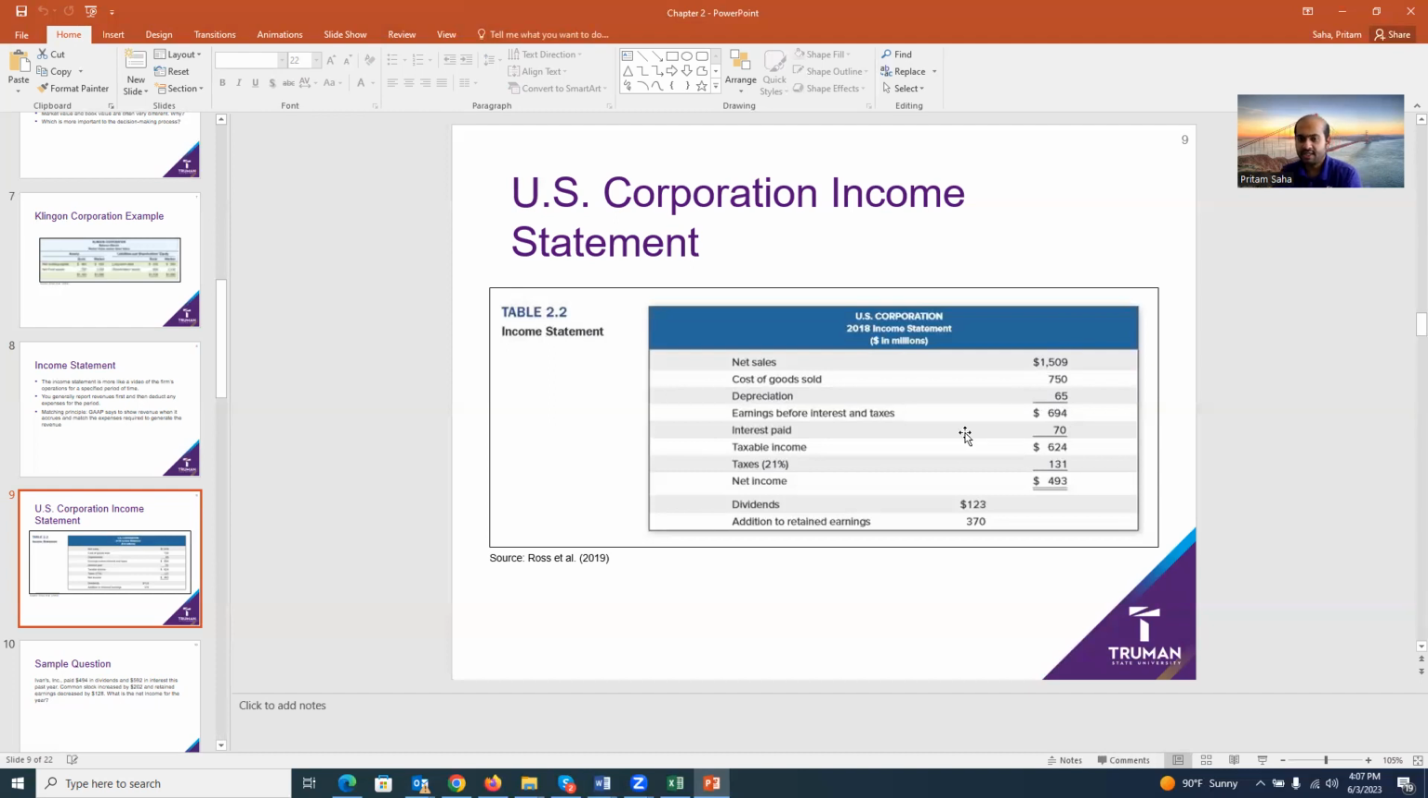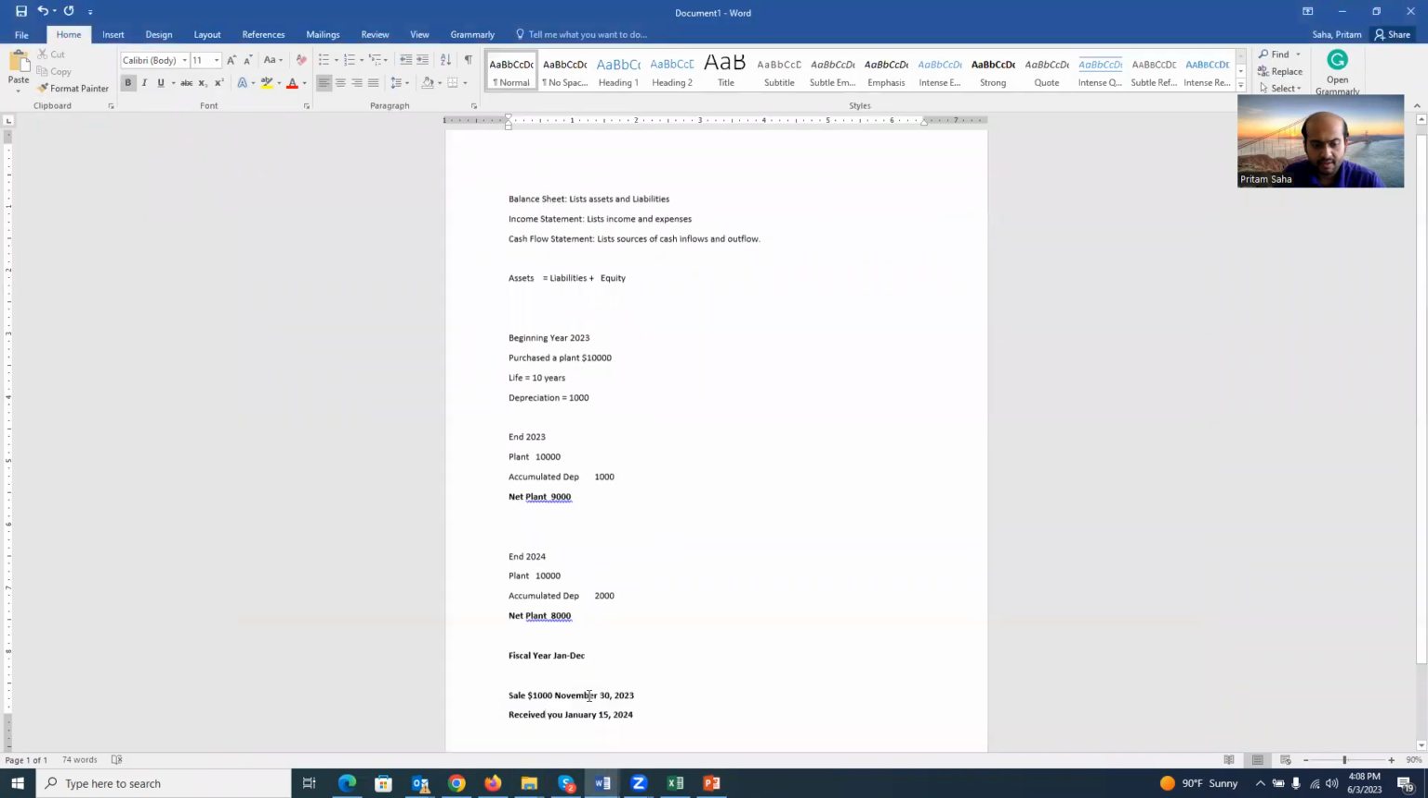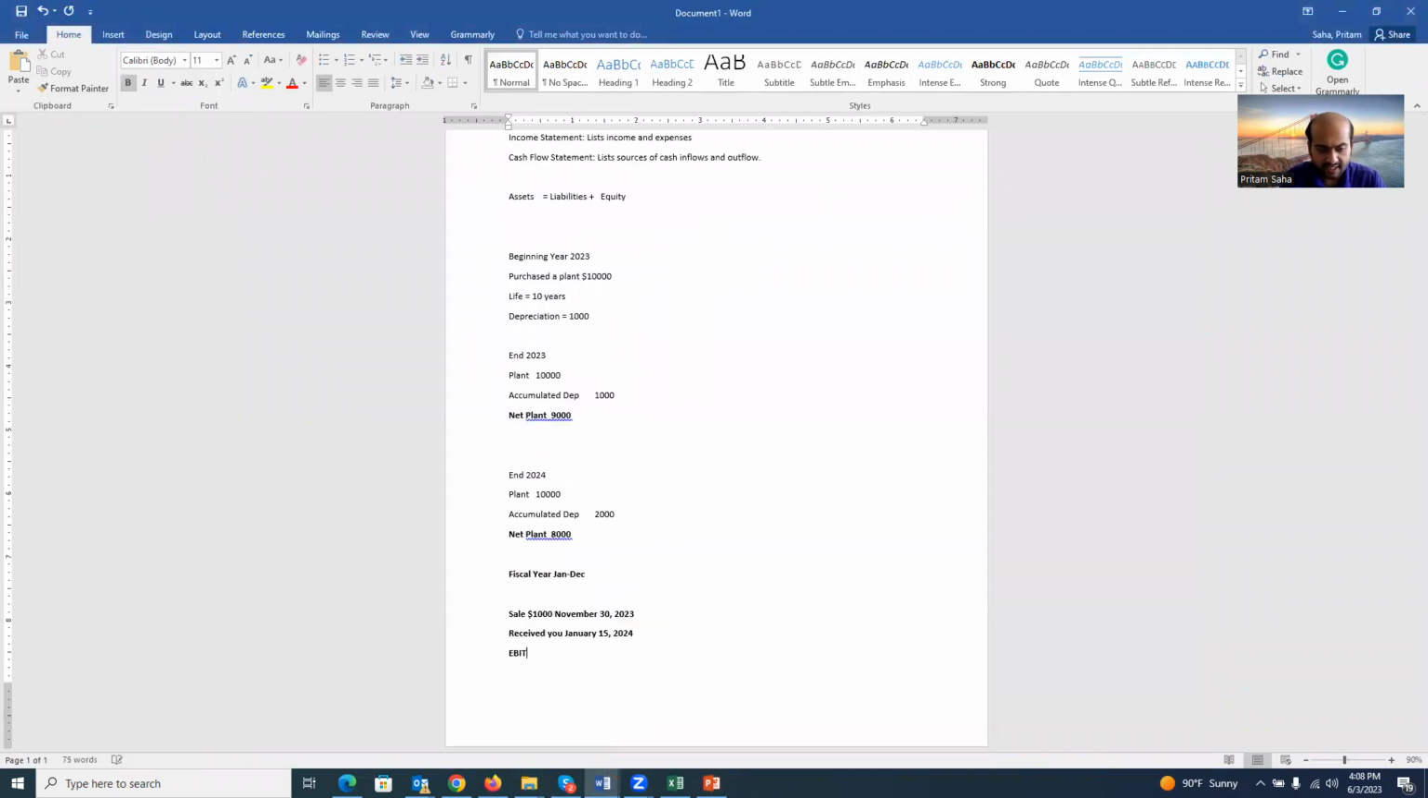From EBIT, if you deduct interest paid, so let's say you have a bank loan. With any bank loan, you have to pay interest for each year. If you deduct that, you get taxable income. Sometimes we call it EBT, earnings before tax. So basically the idea is EBIT is sales minus cost of goods sold minus depreciation.